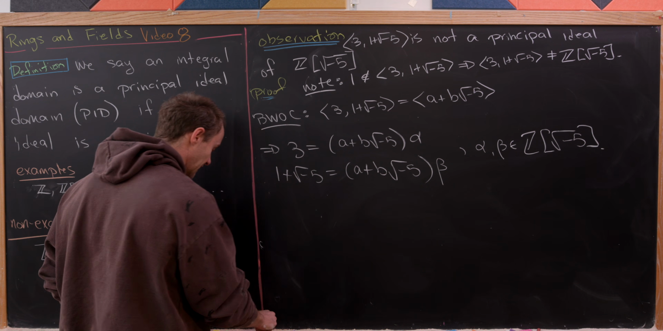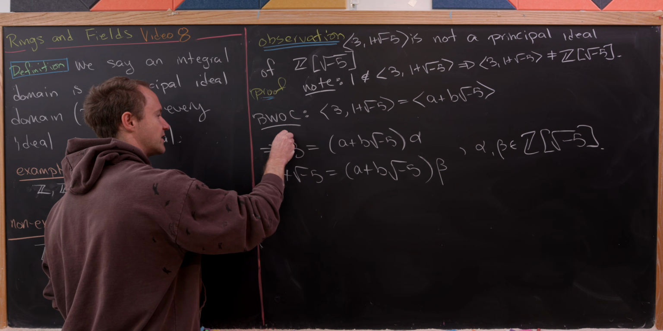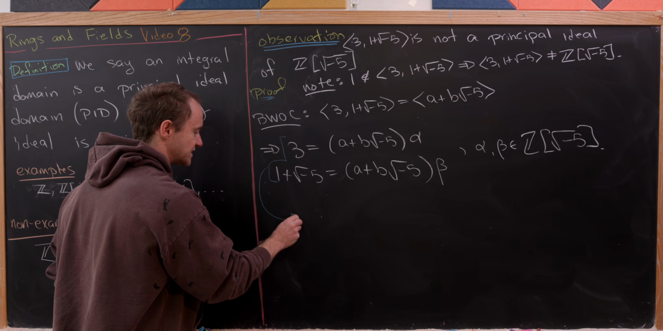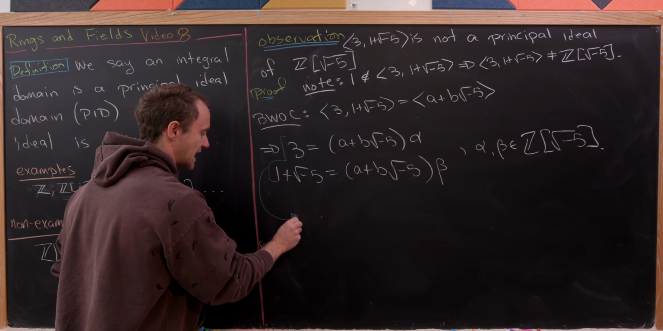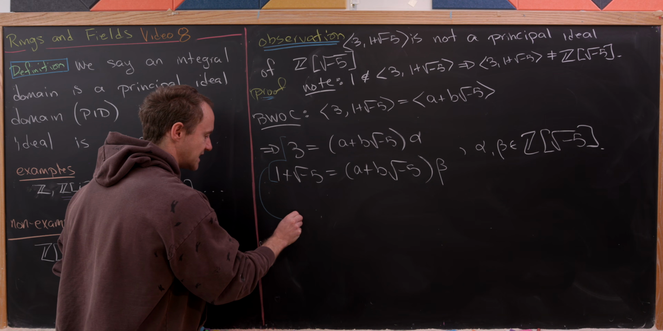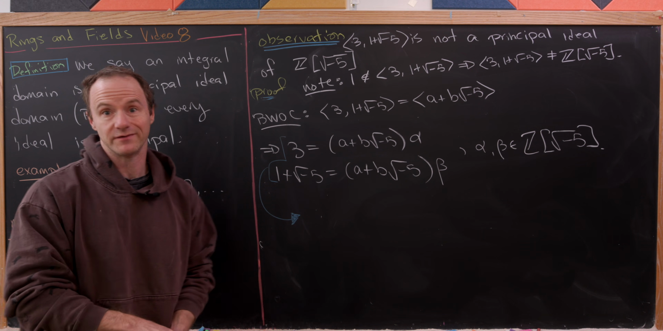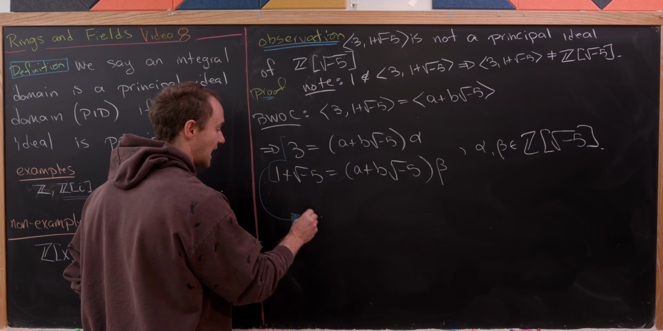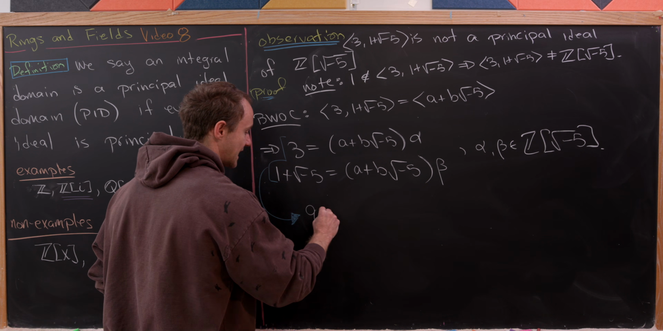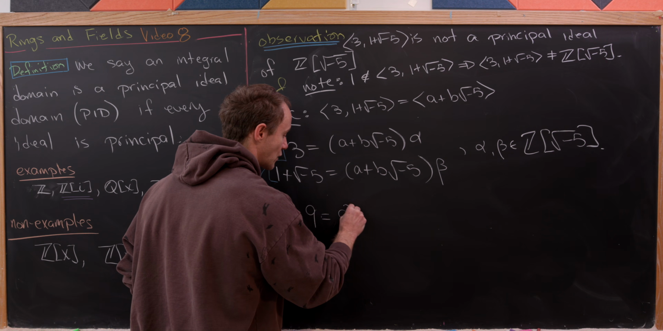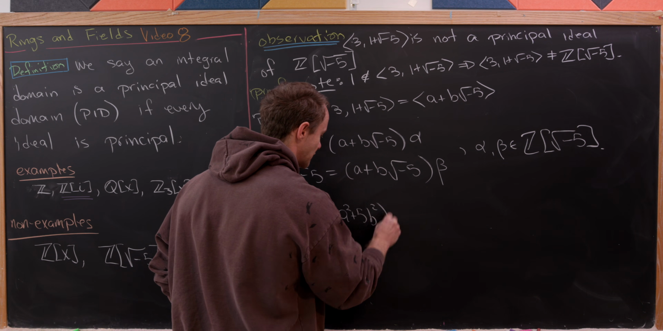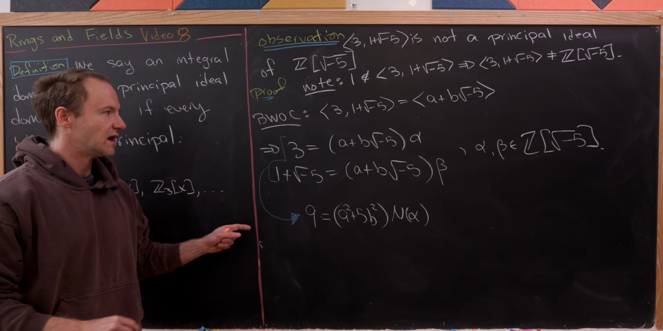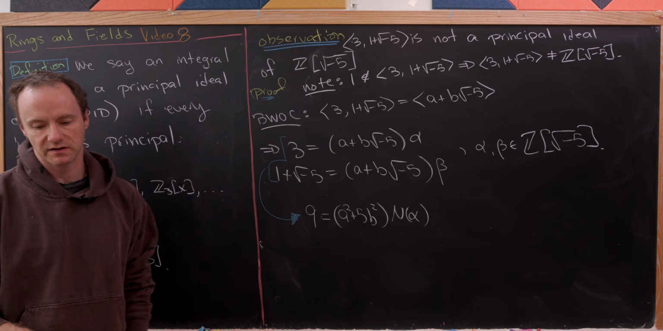So it's been a couple of videos since we worked with the norm, but when we were looking at these quadratic extensions a little bit more carefully, as we were building up our examples to work with, we used the norm from time to time. So the norm of the left-hand side of this is 9. The norm on the right-hand side is going to be a squared plus 5 times b squared times the norm of alpha. Again, because the norm of a product is the product of the norms.